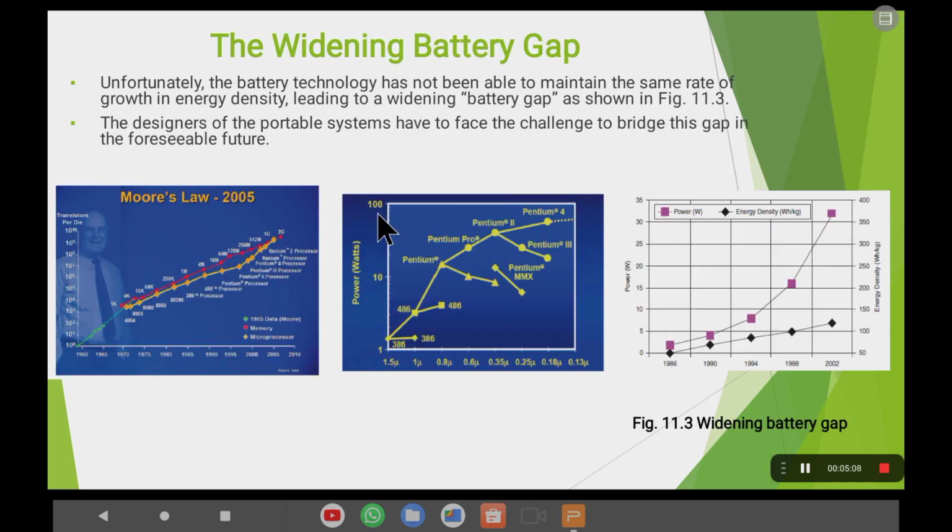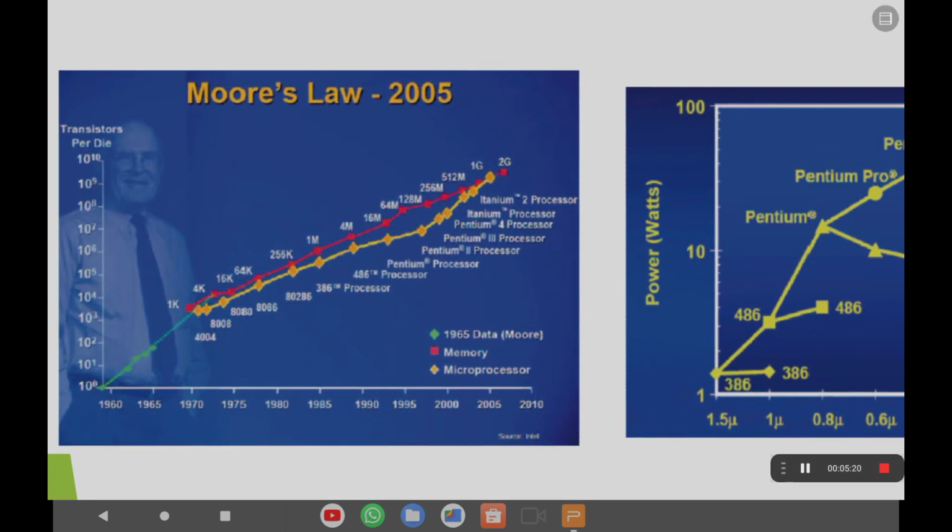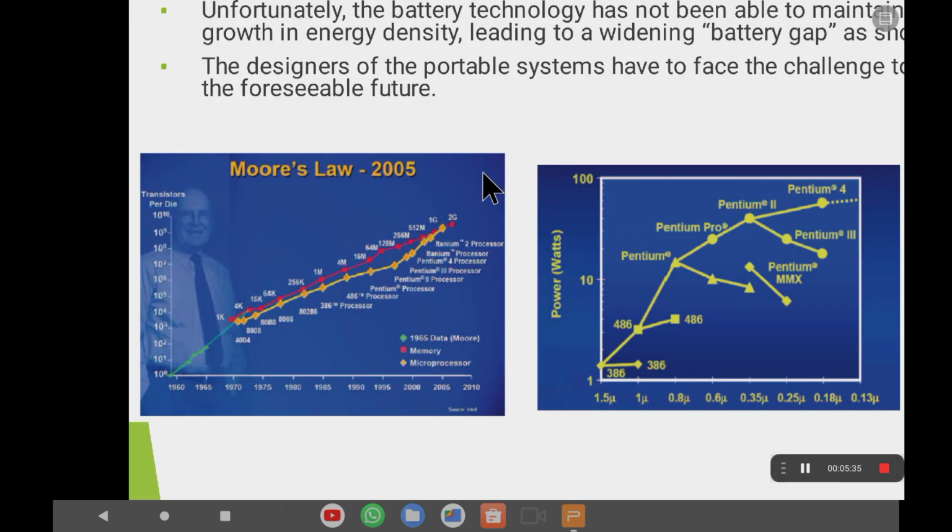This is just a brief introduction about battery hours. This graph shows the energy trend. This is nothing but Moore's law. According to Moore's law, the number of devices increases very rapidly. Over the years, the number of transistors on the die has also increased: in 1965 it was around 1K, and in 2005 or 2006 it is around 2 giga. Obviously, this is increasing, and the power consumption is also rapidly increasing along with the devices.